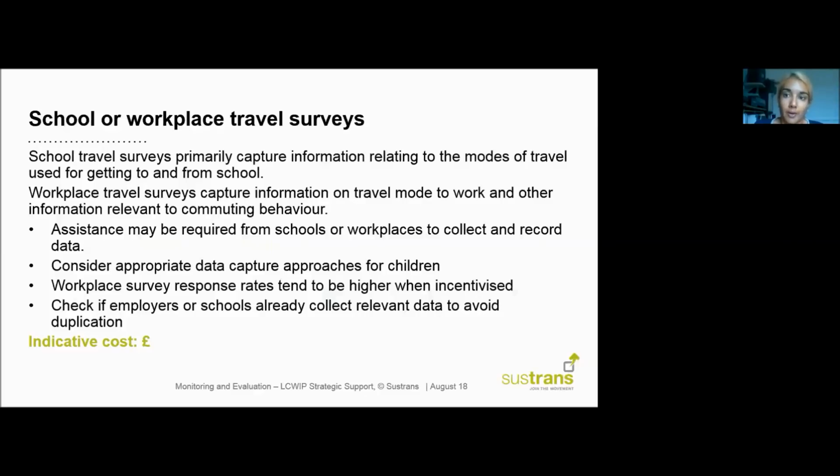School or workplace travel surveys. Sample size for a user survey.